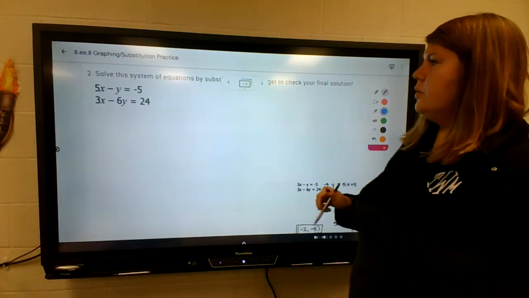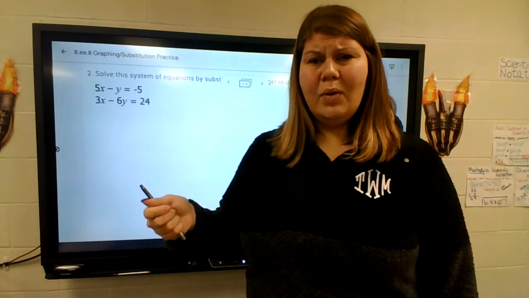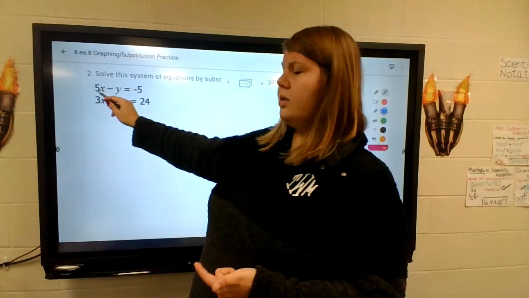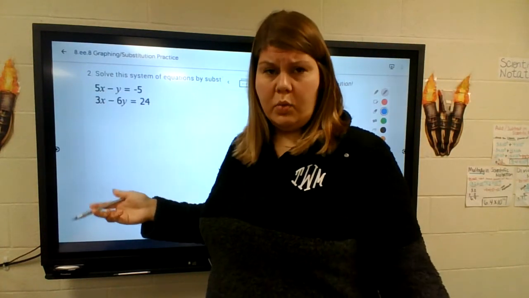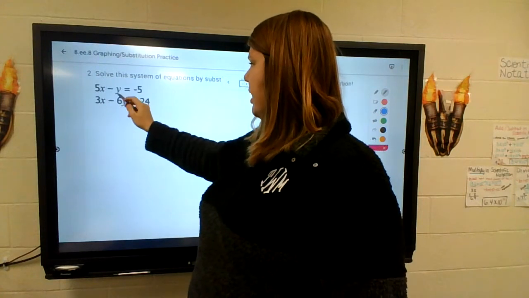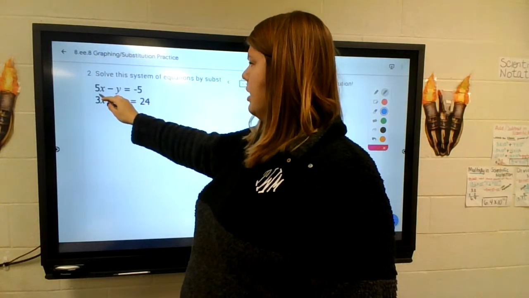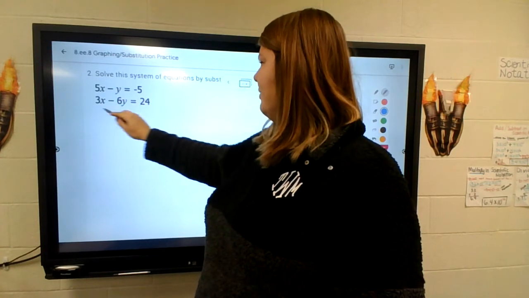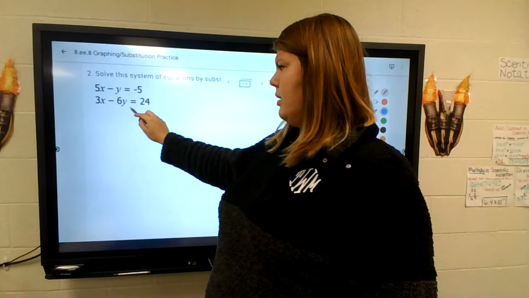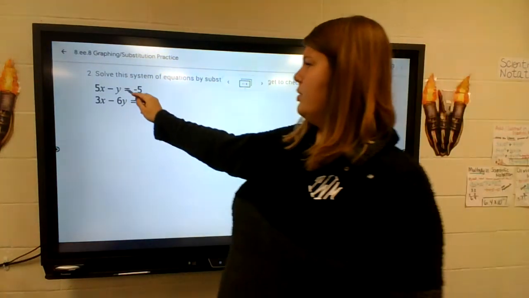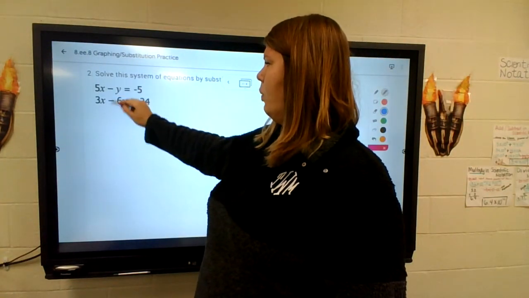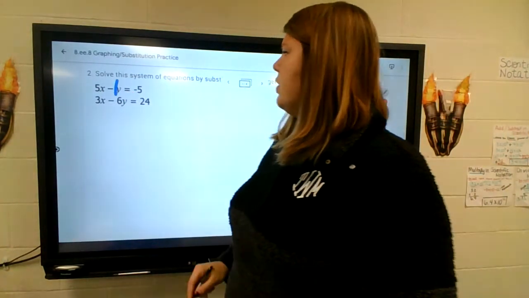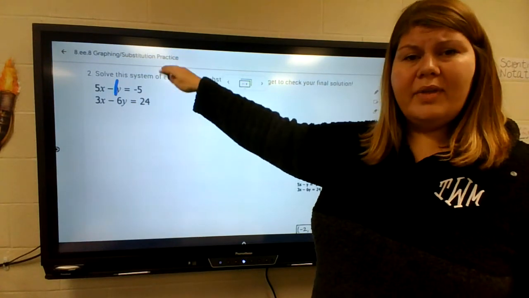Remember with substitution, I want to solve for either X or Y. So I'm going to look at my original equations and see which one is easier to solve for one of those variables. When I'm looking at this, I see a 5x, a negative y, a -5, a 3x, and a -6y. So I'm going to go ahead and choose the top equation because this is like a -1y here. I'm going to work with that top equation to solve for y.